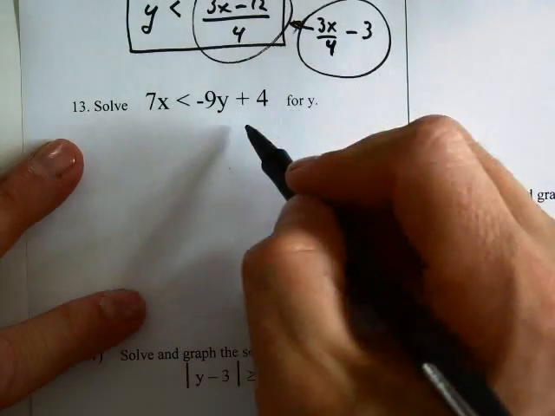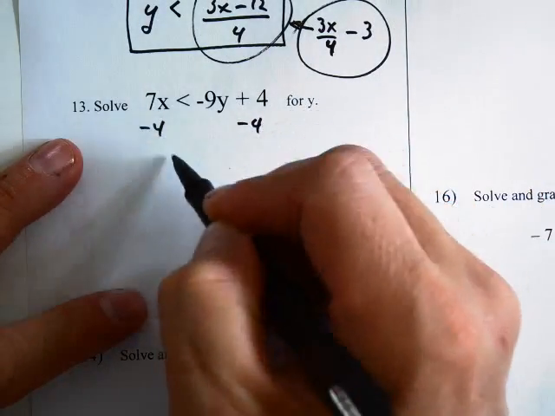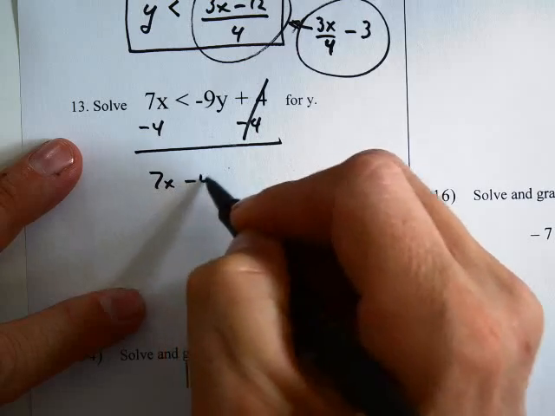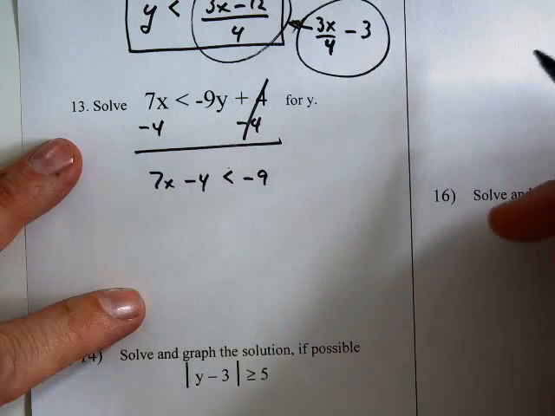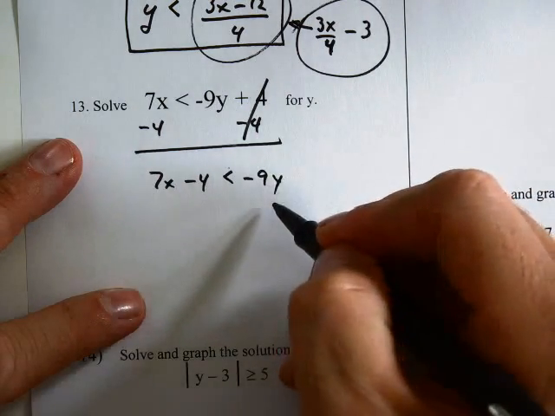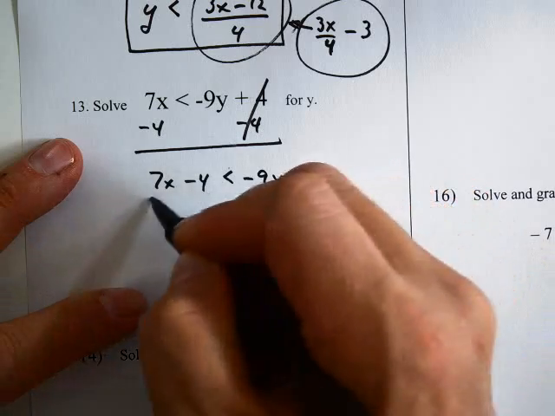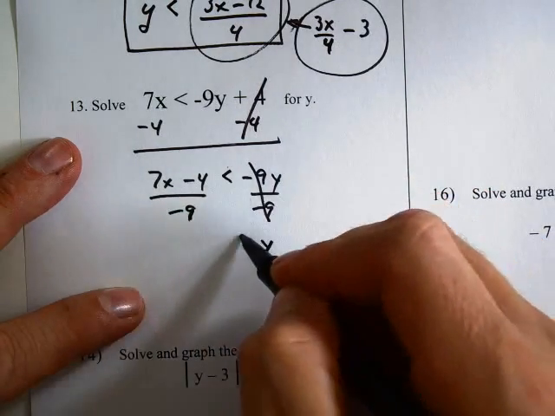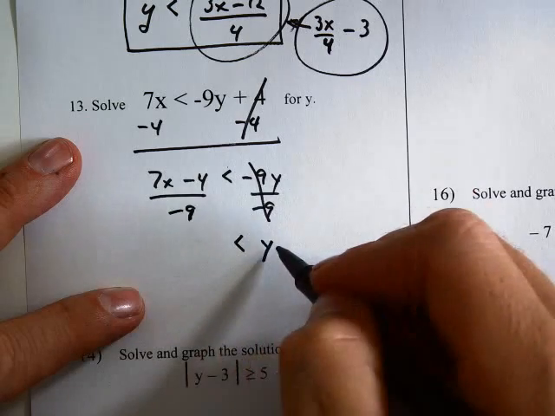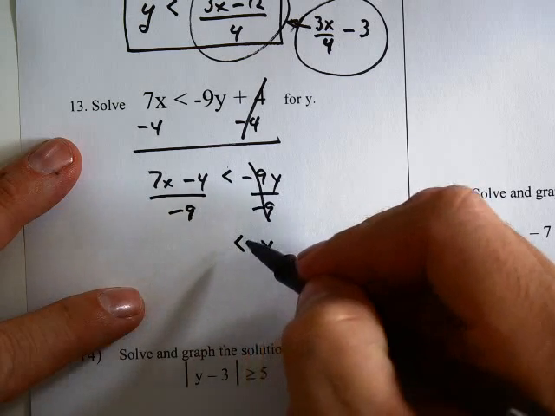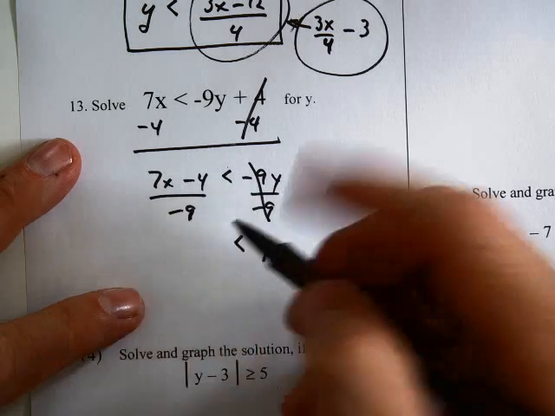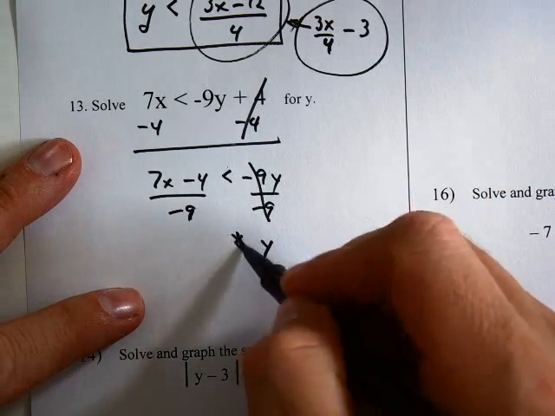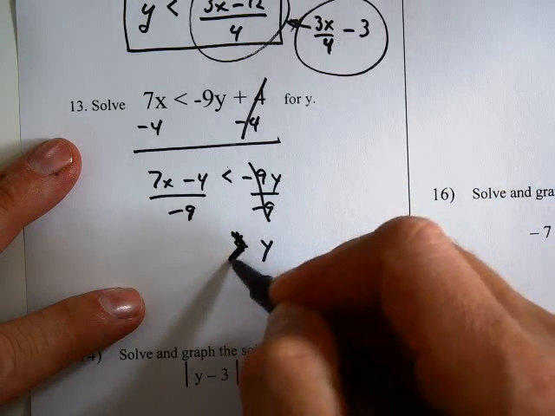Number 13, solving for y again, I would subtract 4. So this is virtually the same, right? This is 7x minus 4 is less than negative 9y. Dividing by negative 9 everywhere, these cancel. I get y. The alligator's eating y, isn't it? Oh my goodness. Woo! I caught it. I caught it. So you can't clown. I divided by a negative, so I got to reverse the direction of that.